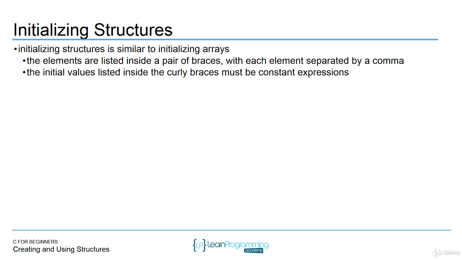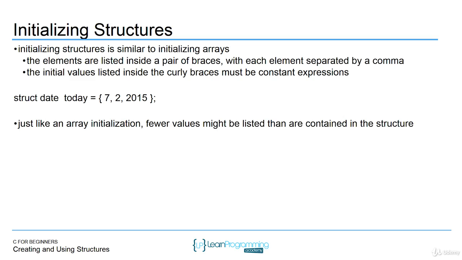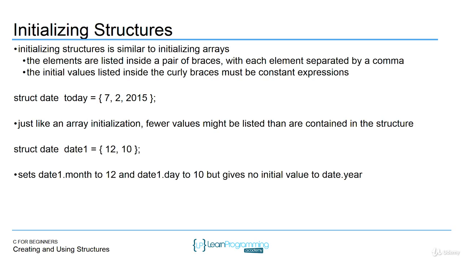So now, initializing structures. Initializing structures is very similar to initializing arrays. The elements are listed inside a pair of braces with each element separated by a comma. No new stuff to learn here really. The initial values listed inside the curly braces must be constant expressions. You can't use variables. Looks just similar to an array. Here we're creating a today variable of type struct date, and we're saying that the first member is equal to 7, the second is 2, and the third is 2015, which corresponds to the month, day, and the year, because that's the order in which they were defined in the struct. So just like an array initialization, fewer values might be listed than are contained in the structure.